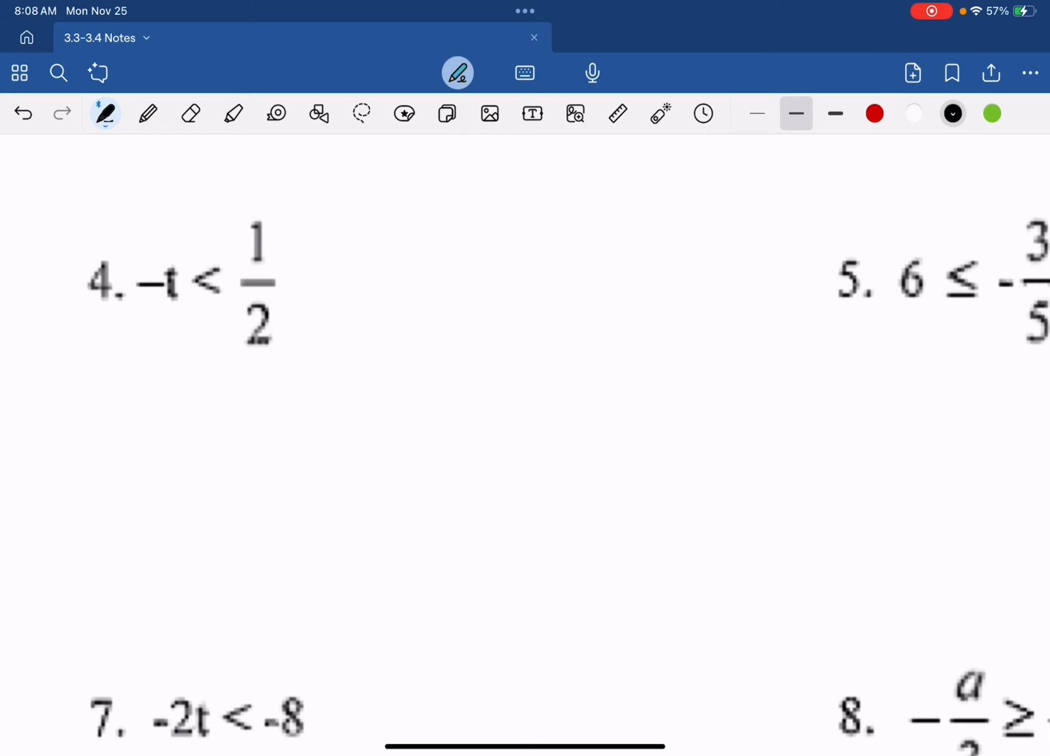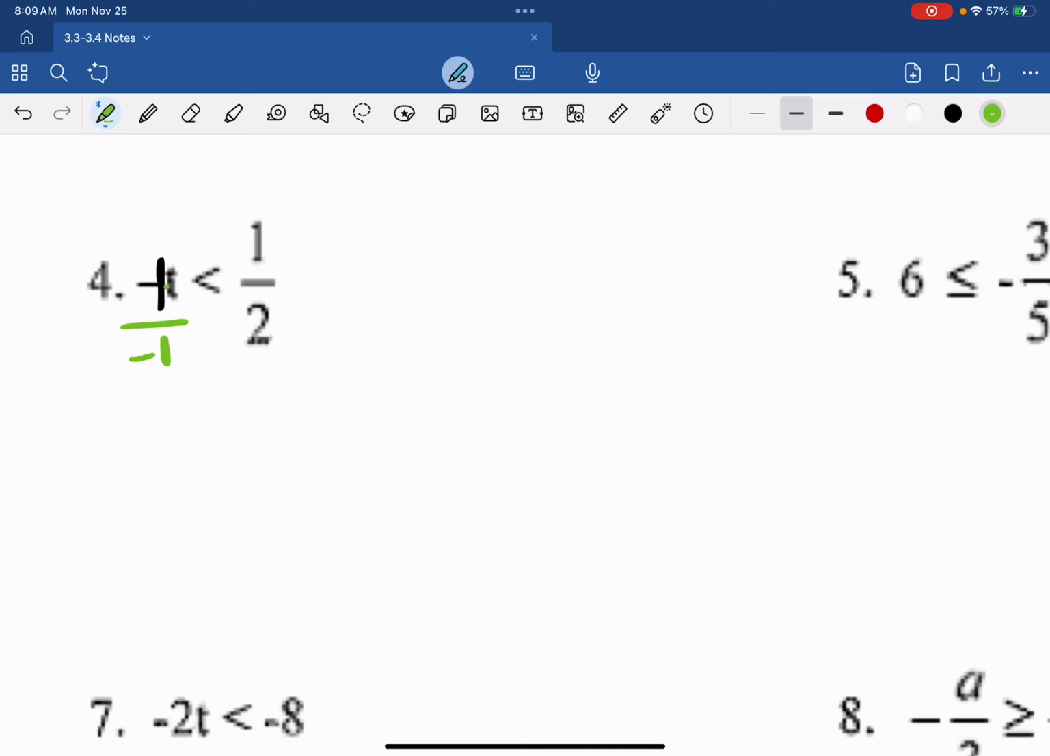If I look at number 4, I notice that I have a negative sign out front. So it looks like my T is by itself. However, I still have a negative with it. I need to get rid of that negative in order to get T by itself. So there's really that -1. That's our invisible math. Okay, there's really a -1, and it's attached by multiplication.